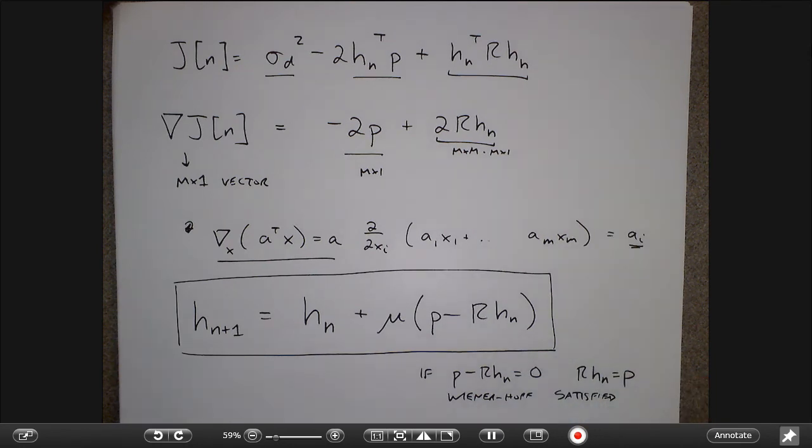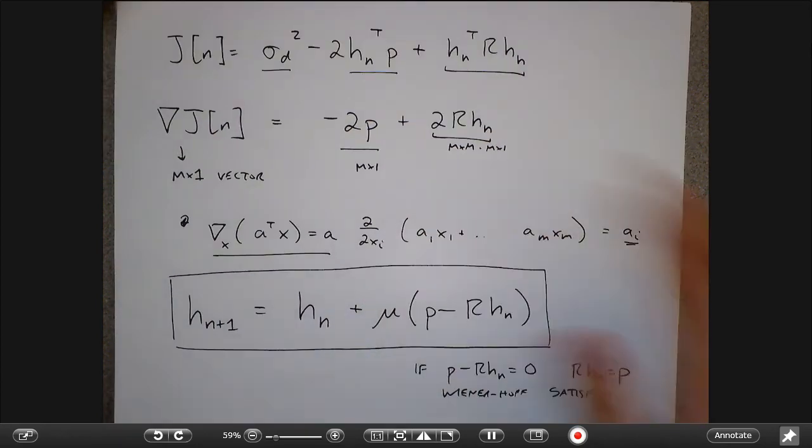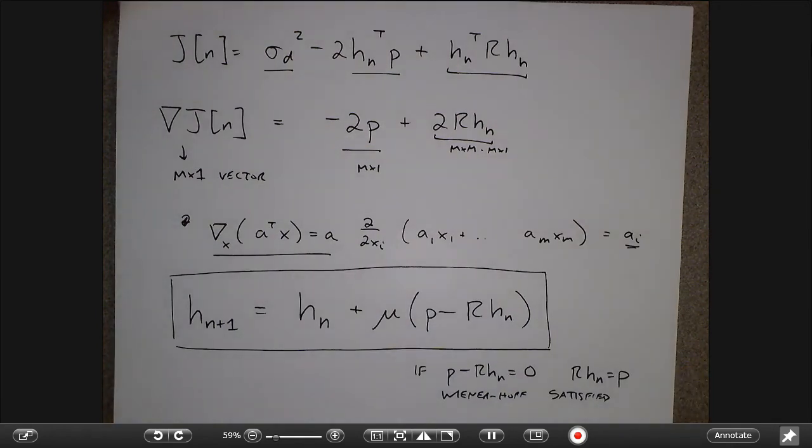Right? So if I'm already at the minimum, this thing in the parentheses is 0, and I don't move at all. Once I've hit the minimum, I stay there. If I haven't hit the minimum, I keep on taking steps in such a way that will decrease my cost function more and more. Okay. And so the key question is, how do I know that this approach will work?